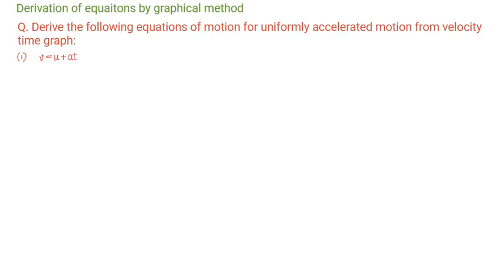In this lesson we'll derive the kinematic equations using a graphical method. So first let's derive our velocity time relation for a uniformly accelerated motion using our velocity time graph. Now before we start with this one, let us take a quick look into your velocity time graph.